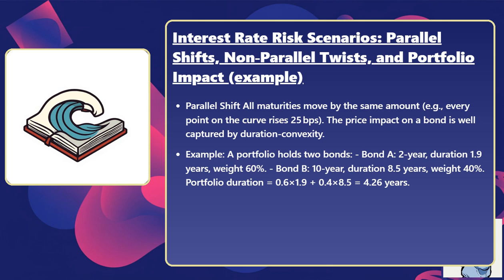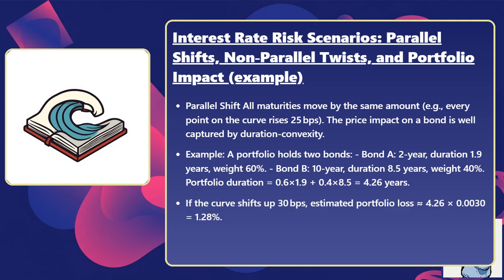Bond A is a 2-year bond with a duration of 1.9 years and a weight of 60%. Bond B is a 10-year bond with a duration of 8.5 years and a weight of 40%. Portfolio duration equals 0.6 times 1.9 plus 0.4 times 8.5, which equals 4.26 years. If the curve shifts up 30 basis points, the estimated portfolio loss is approximately 4.26 times 0.003, which equals 1.28%.